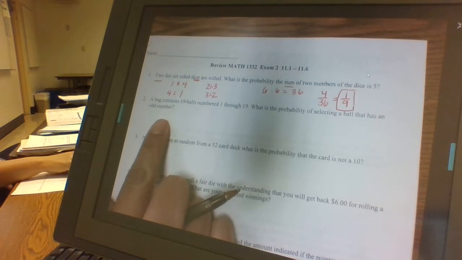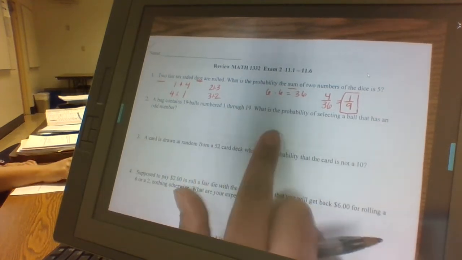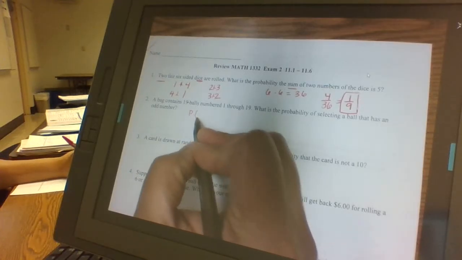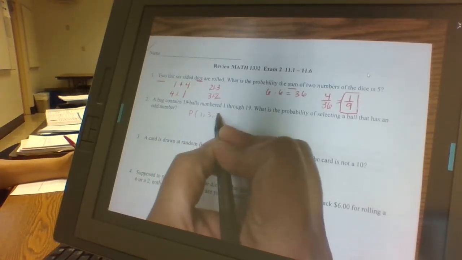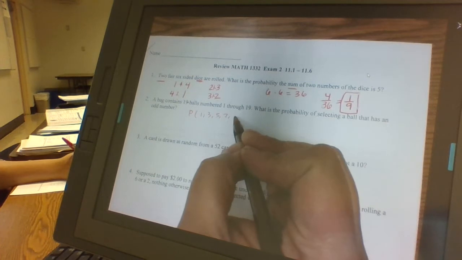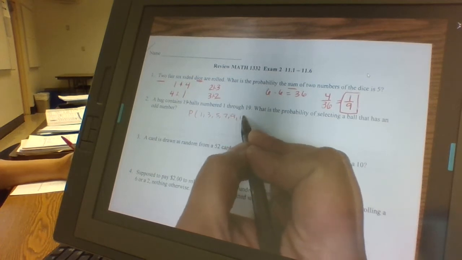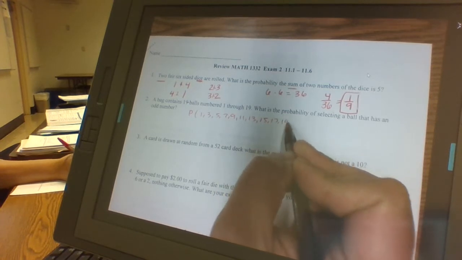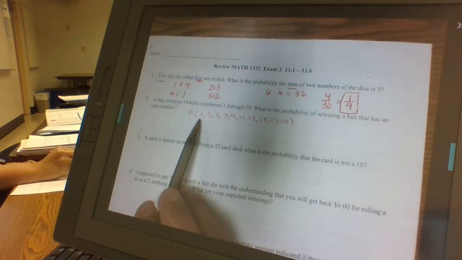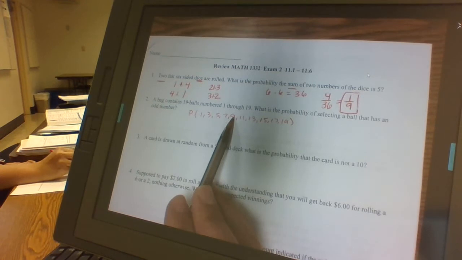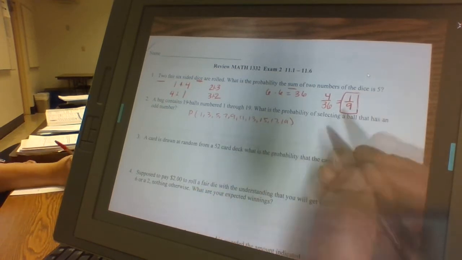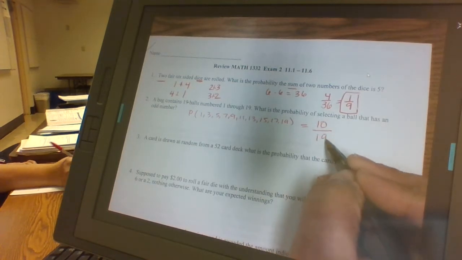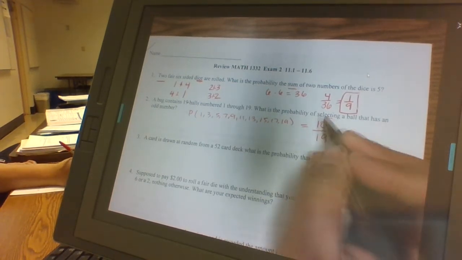How many odd numbers are there from 1 to 19? If you're not sure, we are looking for 1, 3, 5, 7, 9, 11, 13, 15, 17, and 19. Manuel says 10. 1, 2, 3, 4, 5, 6, 7, 8, 9, 10. 10 out of how many? 10 out of 19. Can you reduce that? No. This is your answer.